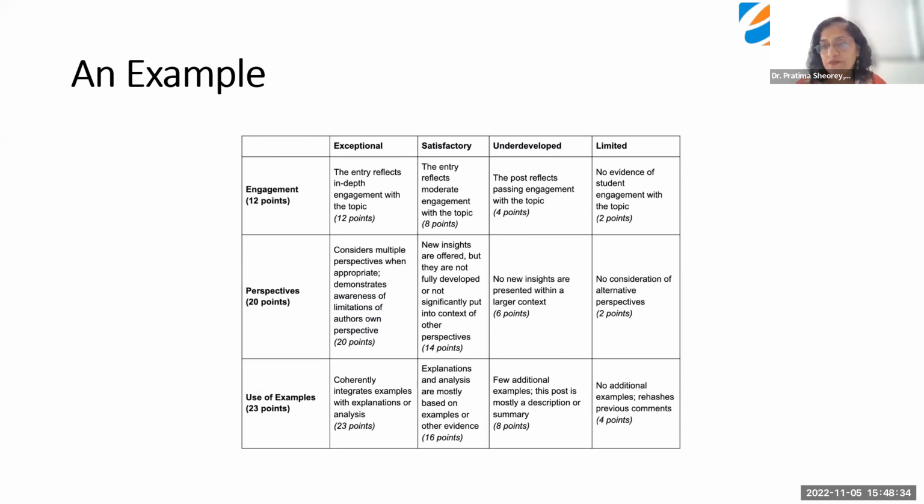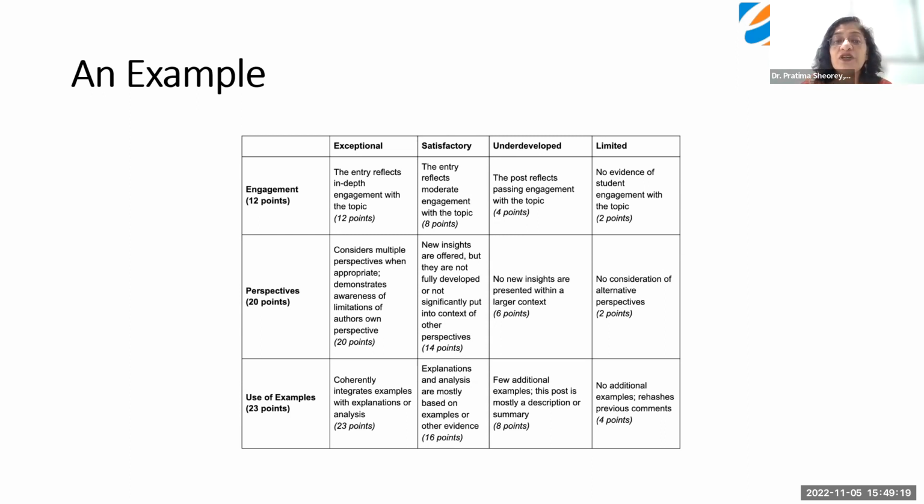Let's say you are assessing them on a case presentation. In that presentation you are looking at whether they are going to do engagement, their perspectives, and their use of examples. So you're going to grade them 12 points, 20 points, 23 points. Even in 12 points, you will very clearly mention if you are exceptional, you get all 12. If you're satisfactory, will you get 10 or 8? If you're underdeveloped, will you get 6? If you're limited, will you get 4 or 5 or whatever? So you'll have to give how many marks in each of these.